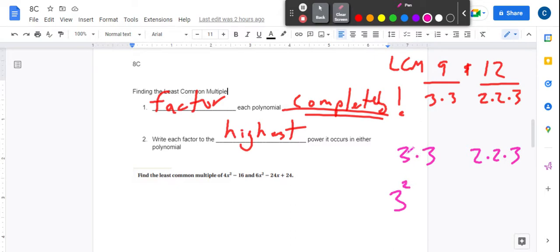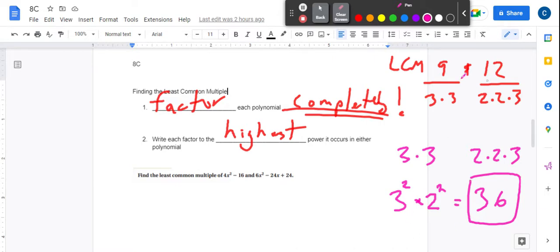So the highest factor of 3 is over here. There's 2 3s. Okay, so write each factor to the highest power it occurs in either polynomial. Okay, and we have the factor of 2 over here. All right, and since there's 2 2's here and no 2's here, we're going to multiply that by 2 squared there. Okay, so what ends up happening is the least common multiple between 9 and 12 is 3 squared times 2 squared. Okay, 3 squared is 9, 2 squared is 4. So the least common multiple between 9 and 12 is 36.